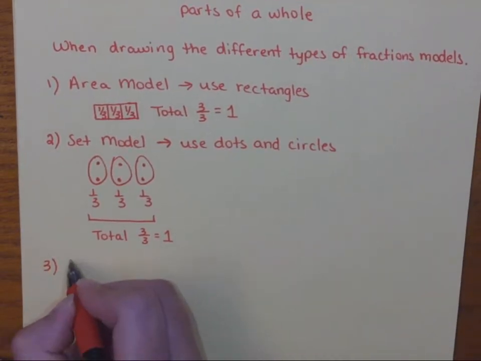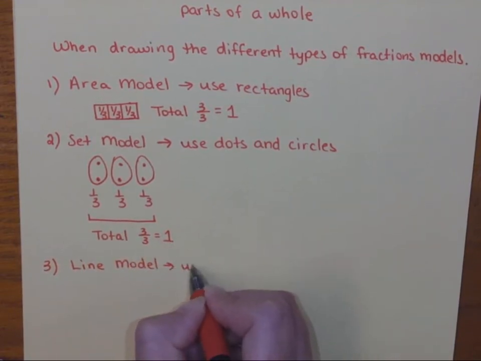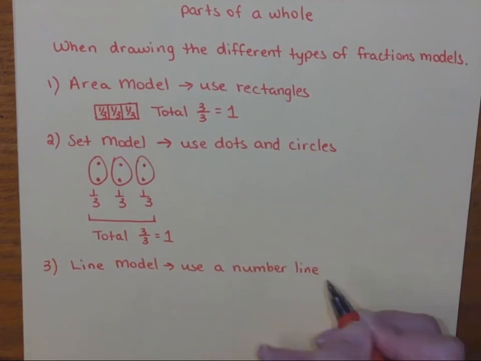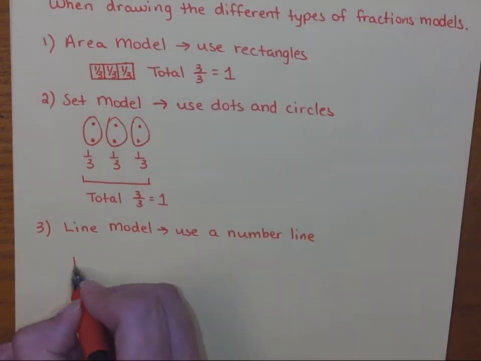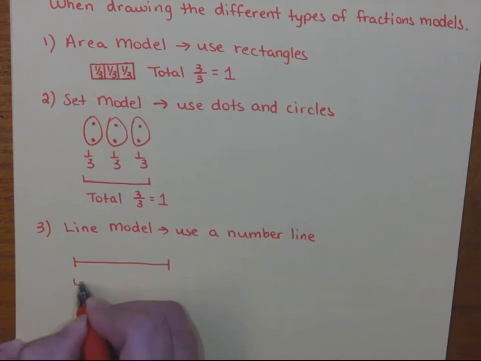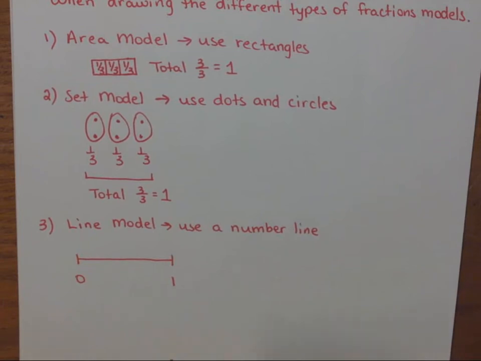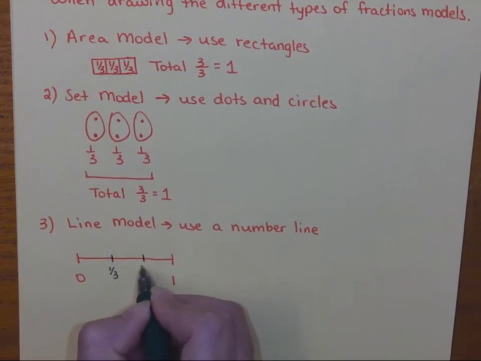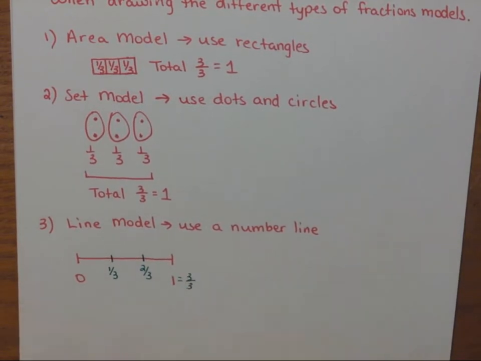And then for the line model, when we don't have our C-rods, or maybe we don't want to get them out, we can just use a number line. The nice part about the number line is you don't really have to talk about what your total is because the number line already shows that. So if you had a number line like so, and I told you that this was the unit 1, right, the distance from 0 to 1, and I asked you to split this up into thirds, you would split it up into 3 equal size pieces, right? So this would be 1/3 and 2/3. It's probably good to go ahead and say that 1 is 3/3 there.